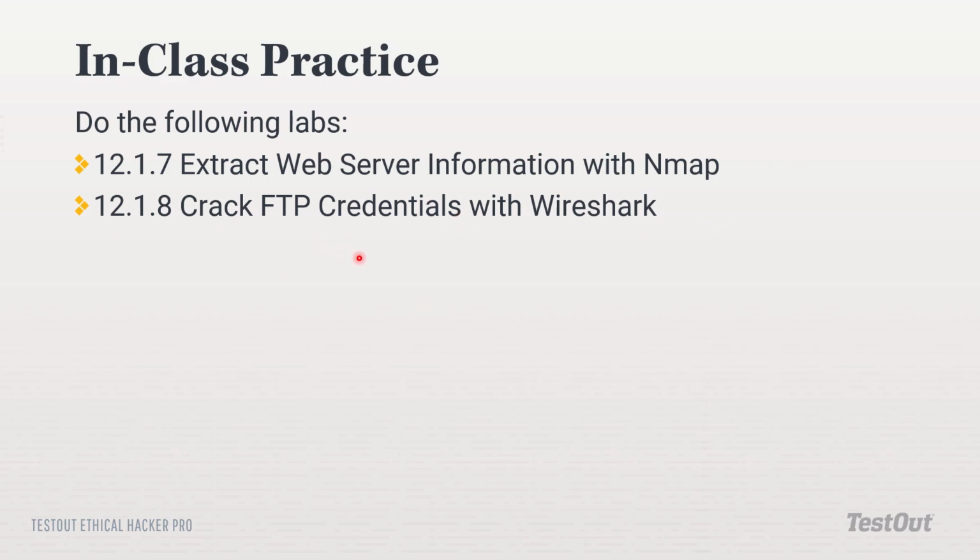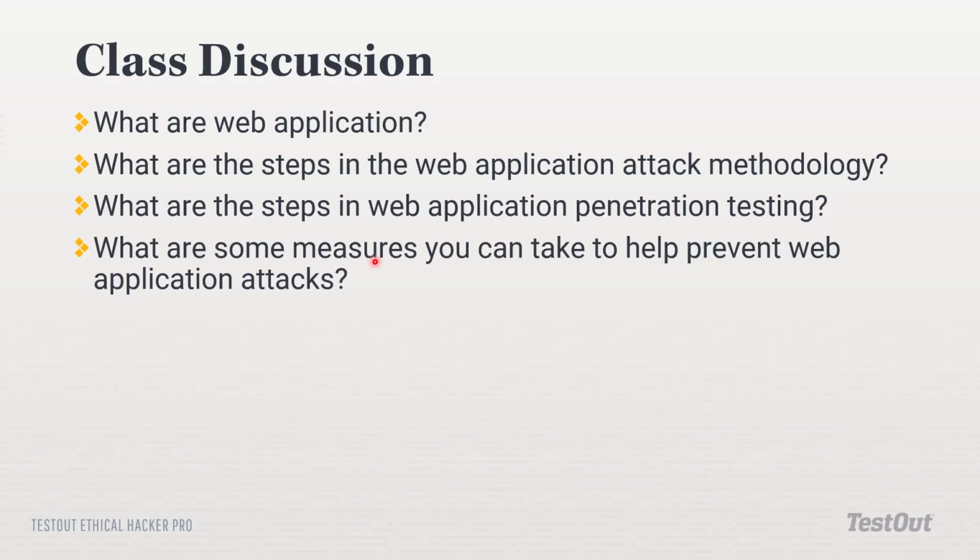But while I have you, and we've only gone in for about 12 minutes or so, maybe start thinking about some of these in the class discussion. If we were face to face or whatever, we could discuss it together. But what's a web application? What are they, right? That's a pretty simple one. What are the steps in the web application attack methodology? What are the steps in web application pen testing? Right? What are some measures that you can take to help prevent web application attacks? So they'll help you connect technical concepts to real-world security decisions. And just be sure that you're paying attention to those.